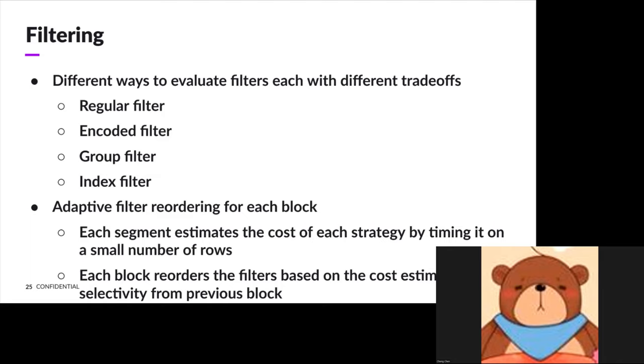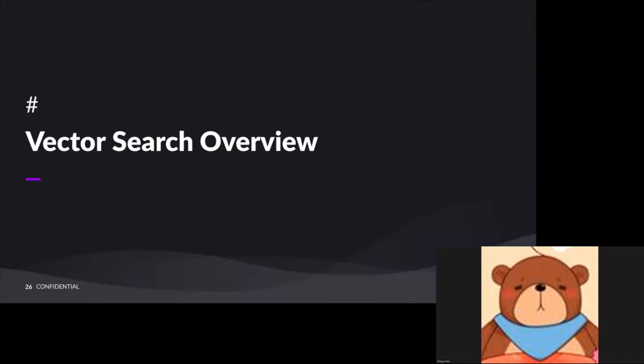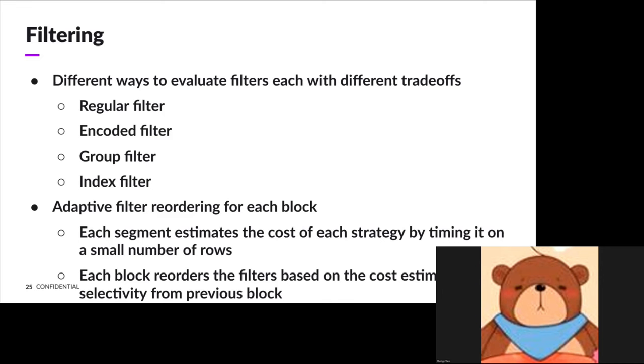So SingleStore supports adaptive filter reordering for each 4K block of loads. The way it does this is, for each segment, we estimate the cost of each strategy by timing it on a small number of loads. Then each block will reorder the filters based on the cost estimate and the selectivity from the previous block. Any questions so far? So this is basically the overview of the SingleStore architecture with an emphasis on the query processing part.